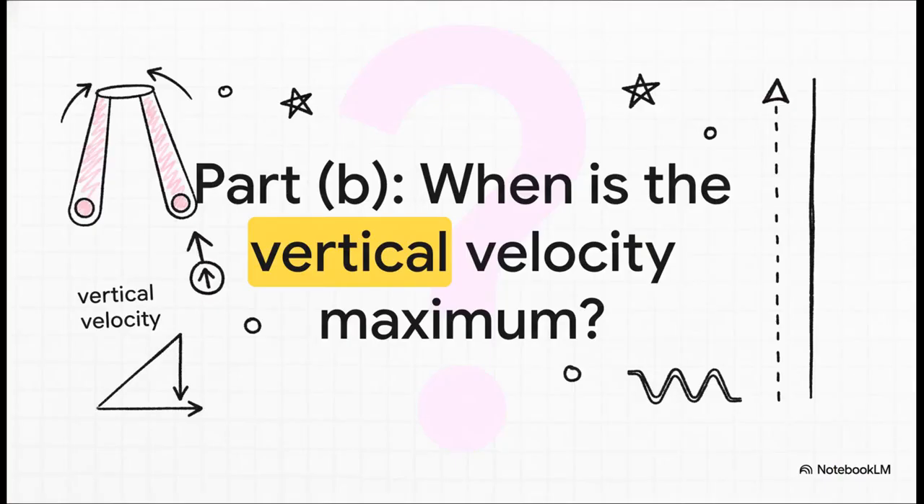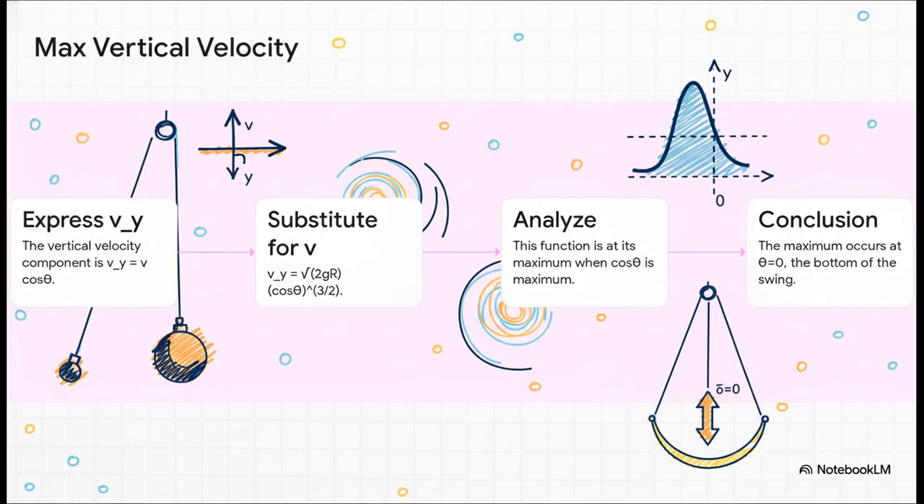Okay, part B. Now pay close attention to the wording here because this is a classic Irodov trick. It asks for the maximum vertical component of the velocity, not the total velocity. Those are two totally different things, and if you mix them up, you'll get the wrong answer. So we have to be super careful here. Okay, so how do we find the vertical part of the velocity? A little bit of trig tells us it's just the total velocity, v, times the cosine of the angle.